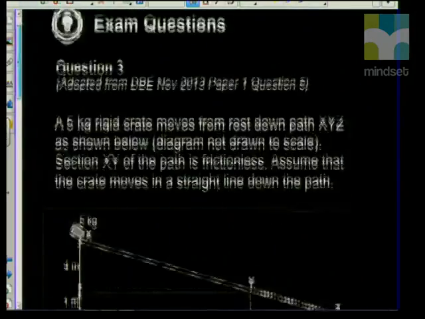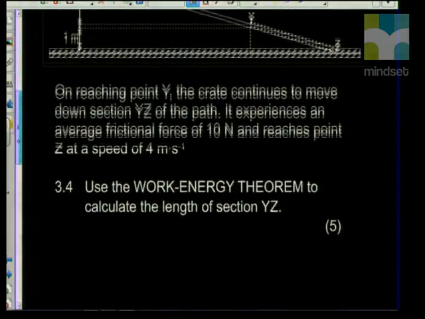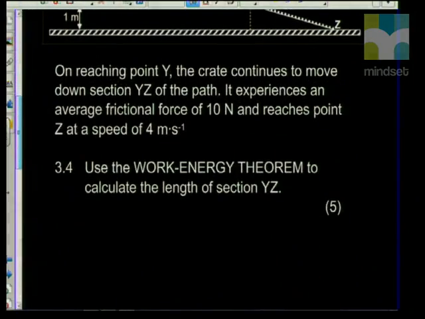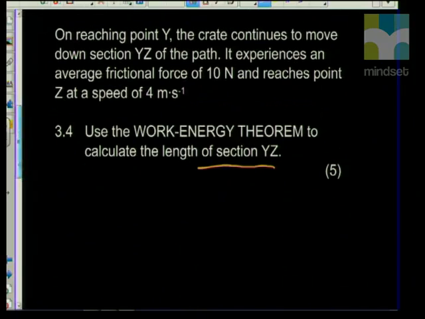Now, the second to last question is one where we have to use the work-energy theorem again. But it asks us a different question. It asks us to calculate the length of YZ. Let's just put the statement down, and even if we've got to rush through the calculation, I want to highlight some important points.